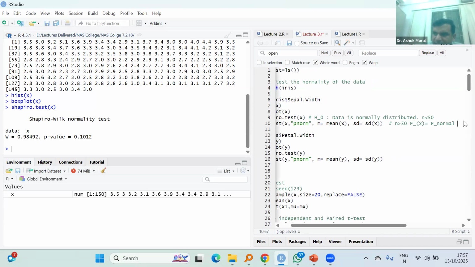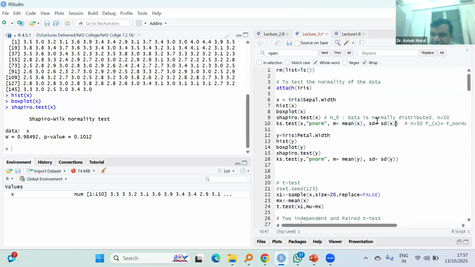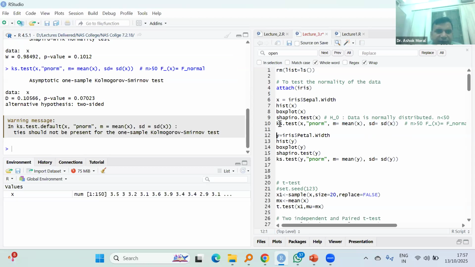With mean and standard deviation of our data. Why these two only, mean and the standard deviation? Because you know that for the normal distribution we have two parameters, one is mean and second is variance. Rather than using the variance we will use the standard deviation. So we have calculated mean as mean of X and standard deviation as SD of X. Is it clear? So by this we can have this Kolmogorov-Smirnov test.